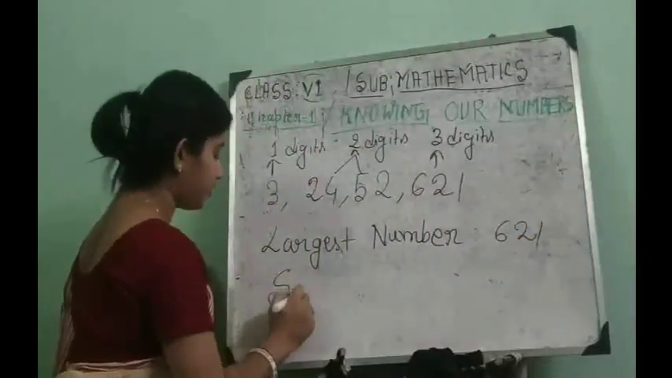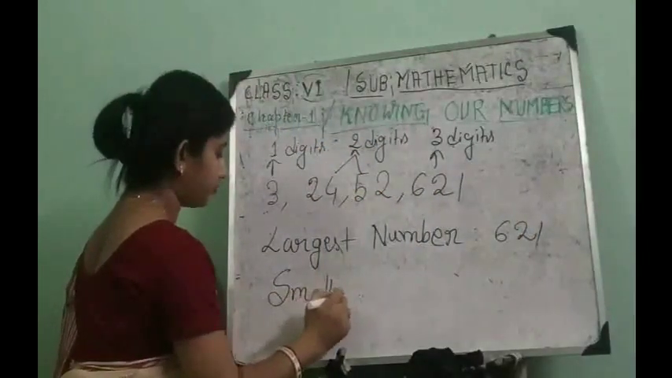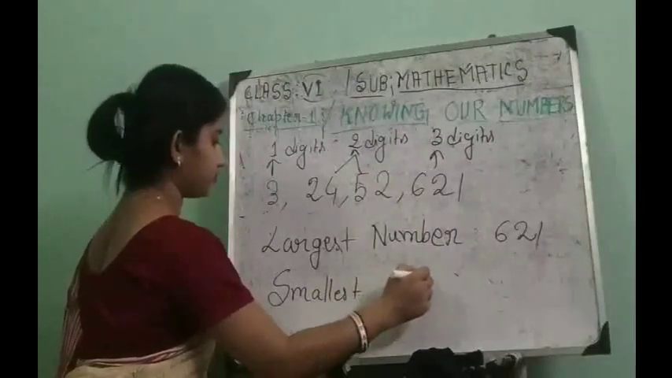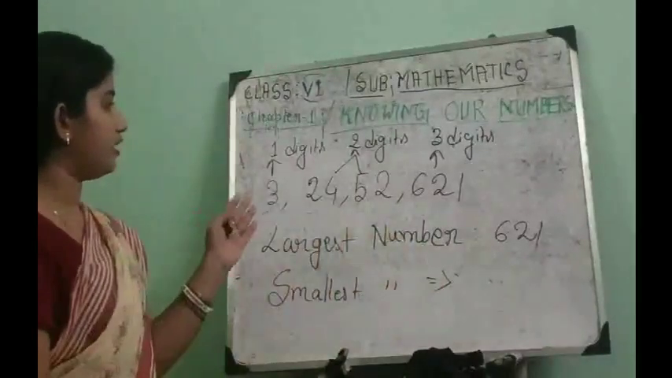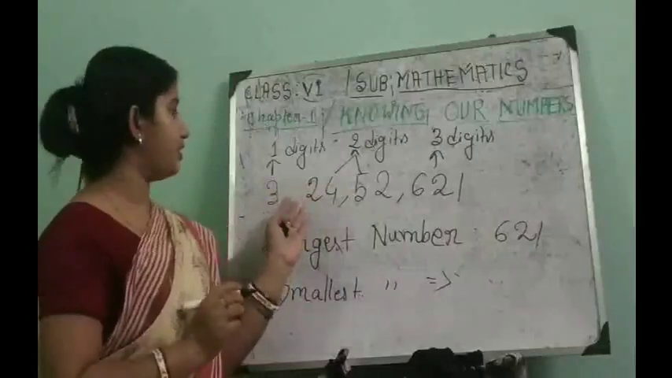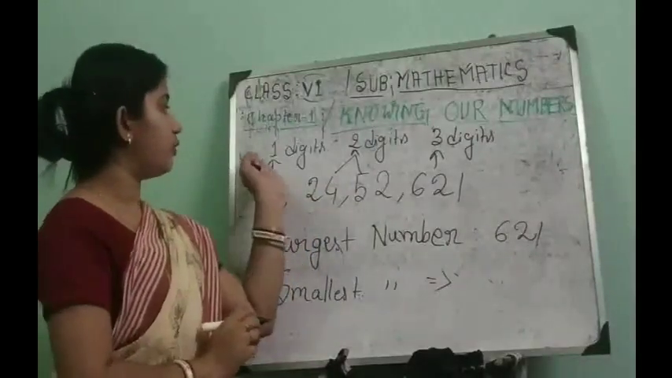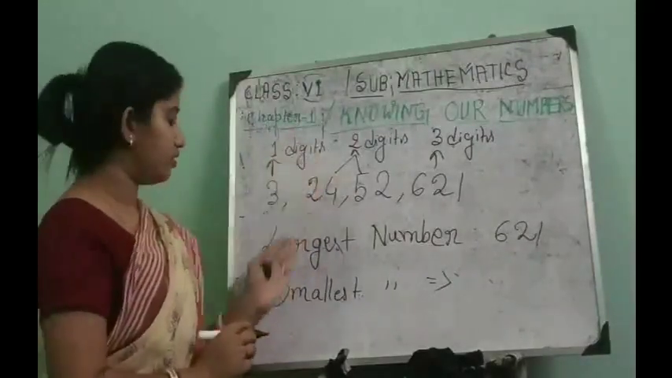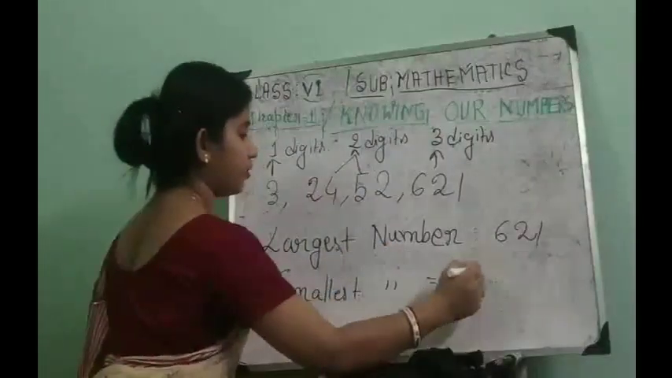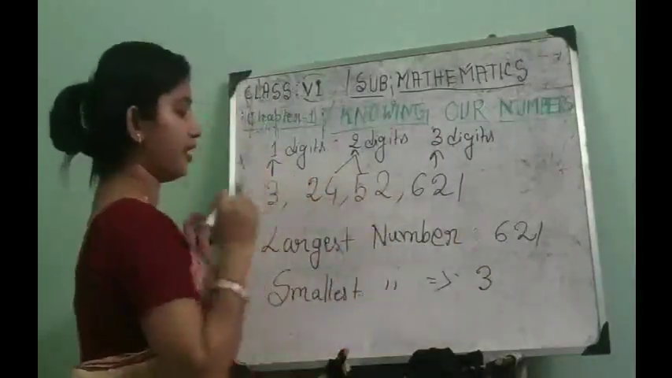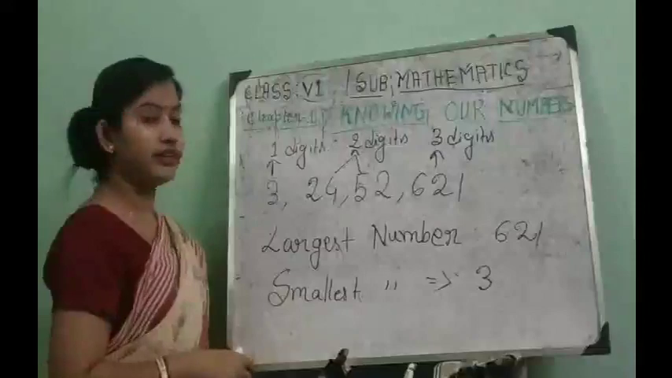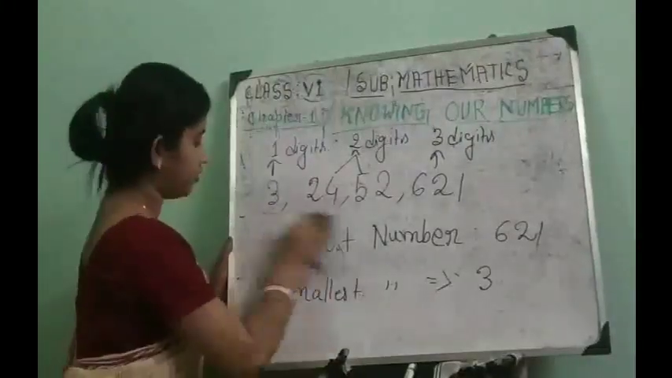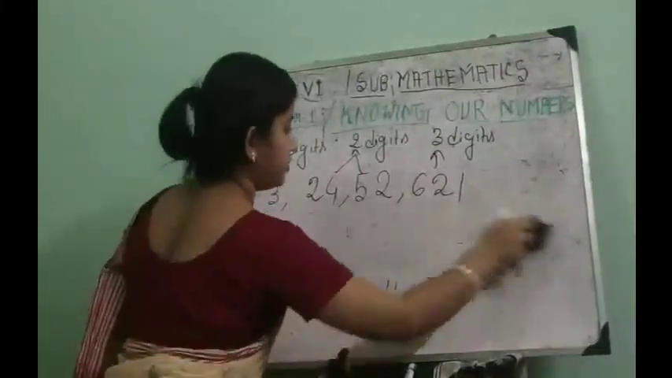And what is smallest number? Here smallest digit number is 3. This is 1 digit number. So 3 is smallest number among this number. Next we take another numbers.